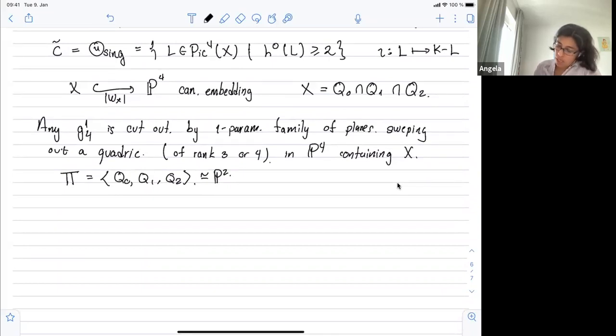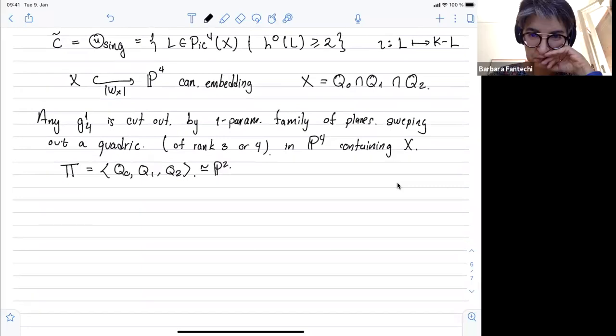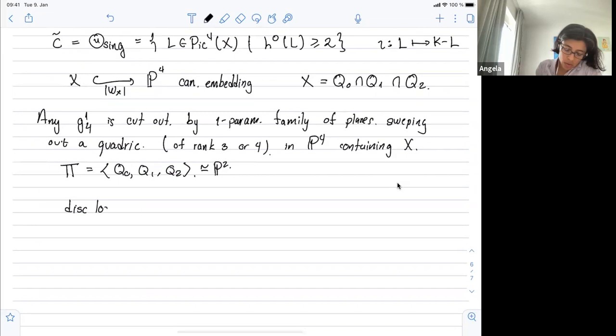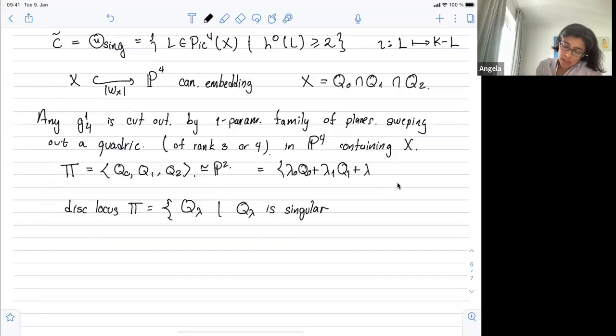And P comes with a discriminant locus. The discriminant locus of P is the set of all the points representing a quadric which is singular. Let me write: Q lambda such that Q lambda is singular. So let me be more concrete. Every element here you can describe as lambda zero Q zero plus lambda one Q one plus lambda two Q two, and the lambdas are parameters, the points on P two.